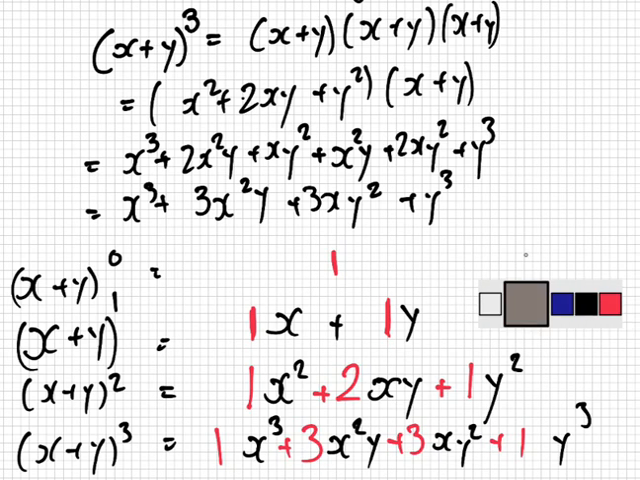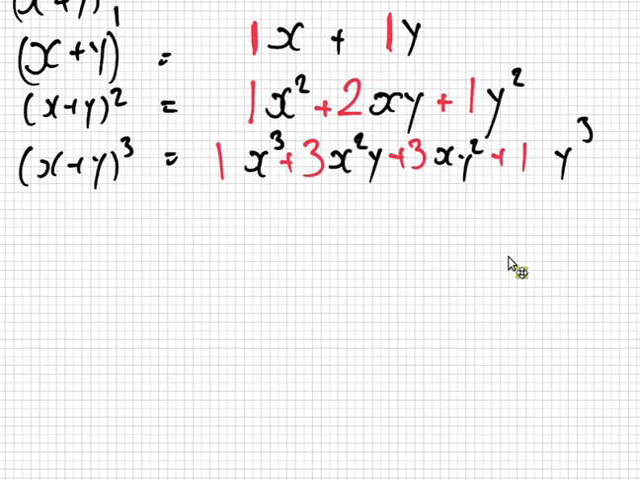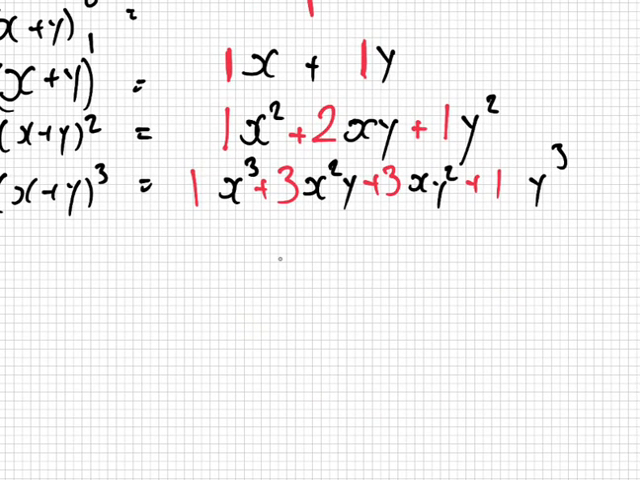I deliberately highlighted the coefficients in red, because what I'm going to do now is take these numbers and put them on the side in a table. A triangle's a type of table. 1, 1, 1, 1, 2, 1, 1, 3, 3, 1.